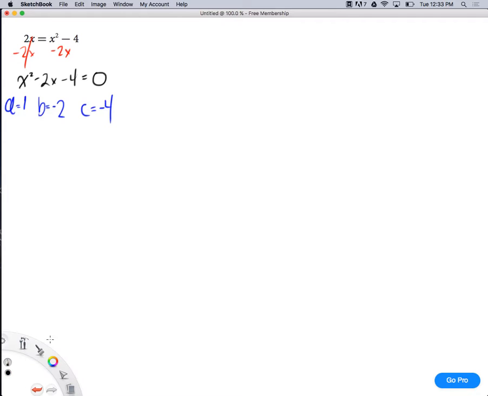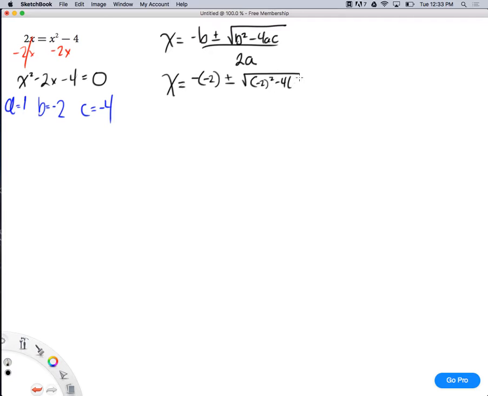All right. Now, I have to remember my quadratic formula. X equals negative b plus or minus square root b squared minus 4ac all over 2a. Okay, and then I just go ahead and plug that in. X equals negative b, so it's negative 2, plus or minus square root b squared is negative 2 squared minus 4 times a is 1 times c is negative 4 all over 2 times 1. Is everybody clear on how I'm doing that?